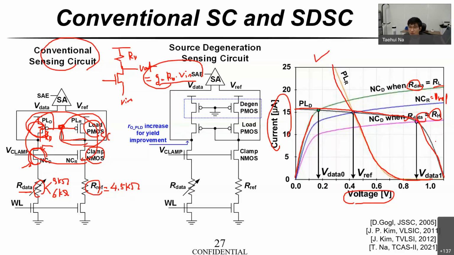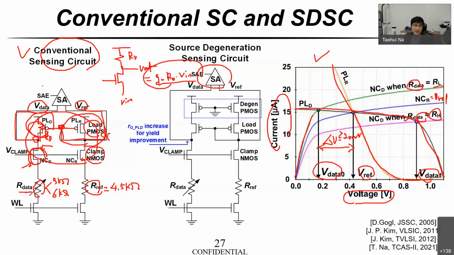If we use this kind of load curve, we can easily find the upper voltage of the sensing circuit graphically. This node voltage is V data, and this node voltage is VREF. You can see this is V data 0, this is the VREF, and this is V data 1. Graphically, we can see that this delta V is now greater than 200 millivolt. Previously, in the theoretical case, the delta V was only 30 millivolt. However, by using the preamplifier, it has been increased to greater than 200 millivolt, so it can overcome the input referred offset of the sensing amplifier.